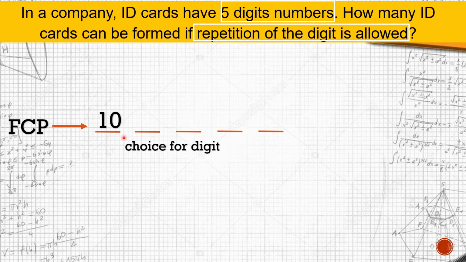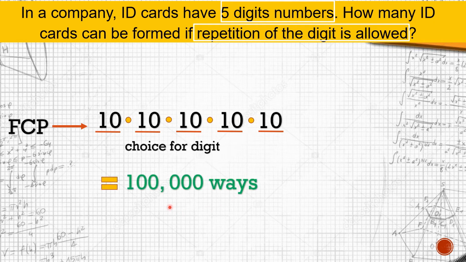para sa first digit, another 10 choices sa second, 10 choices sa third, same with the fourth, and same with the fifth. Kasi nga repetition of digit is allowed. So multiply lang natin silang lahat, and that will be equal to 100,000 ways to create ID cards that have 5-digit numbers.